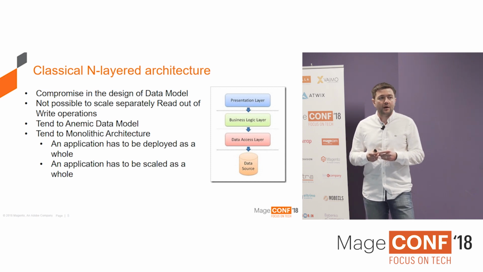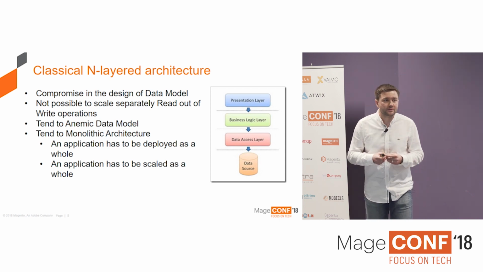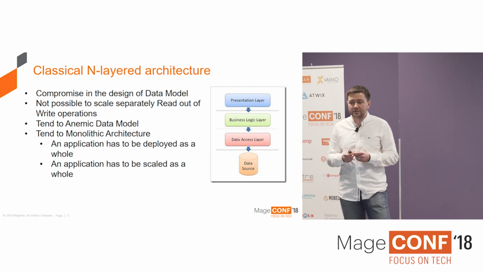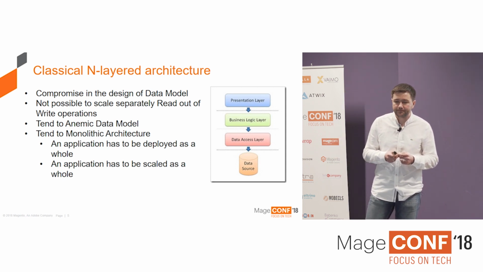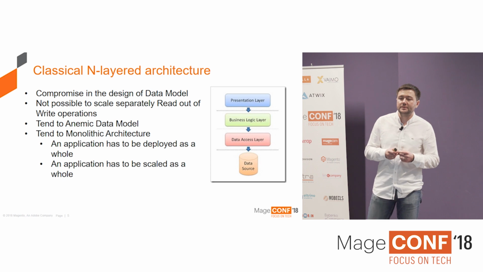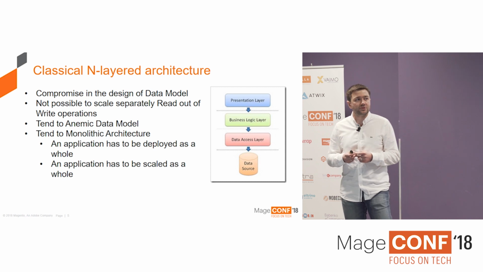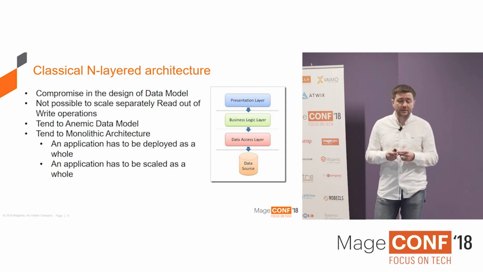So we have to look back and see what we had before to understand the reasons for some of the technical solutions and technical decisions we are making right now. Magento 1 was a classical layered architecture, almost a typical three-layered architecture with a presentation layer, business layer, and data access layer. The classical layered architecture is usually a compromise in the design of the data model. And the biggest disadvantage of this architecture is that it tends toward a monolithic architecture.